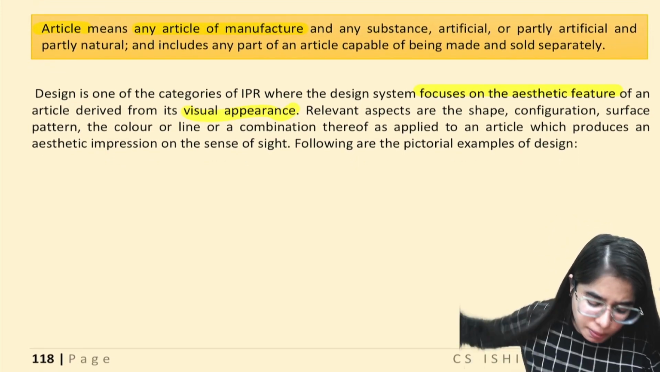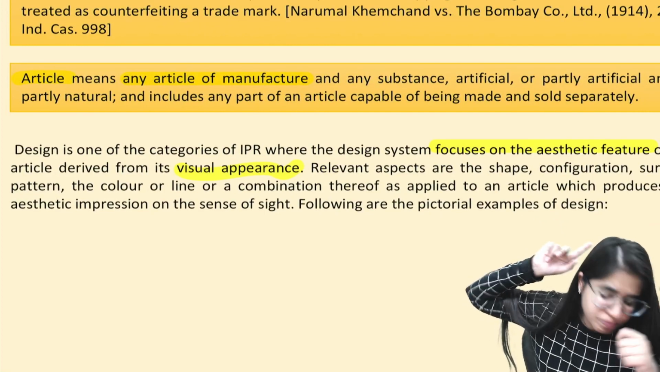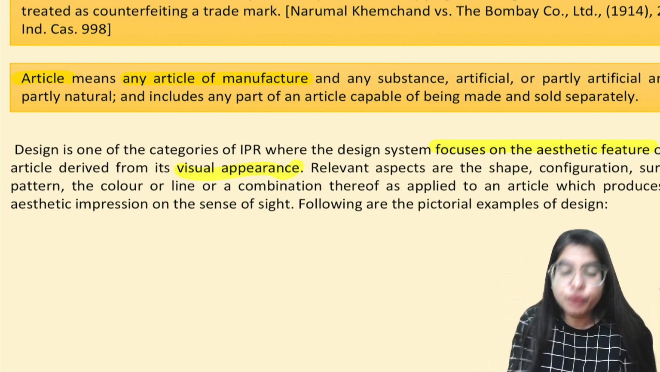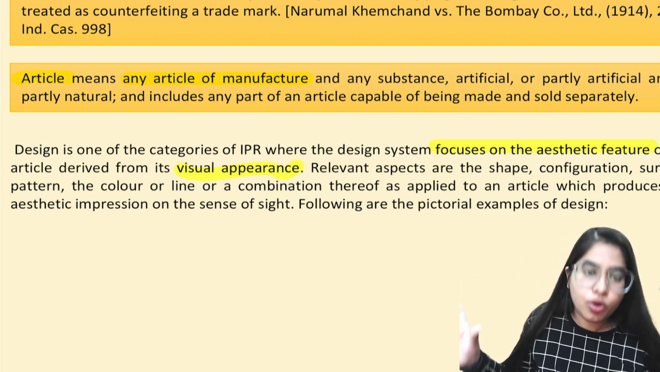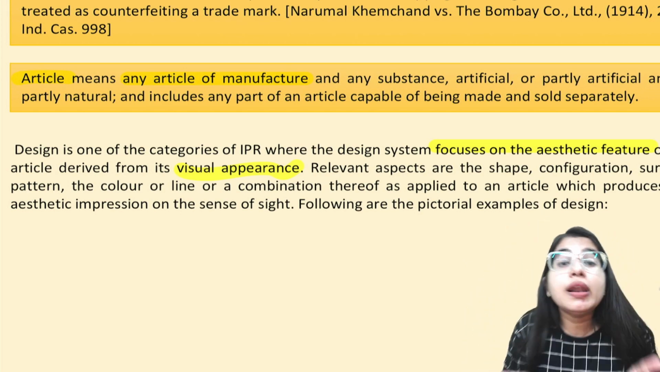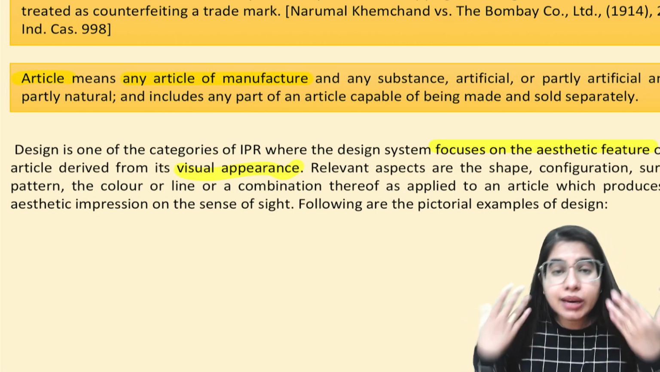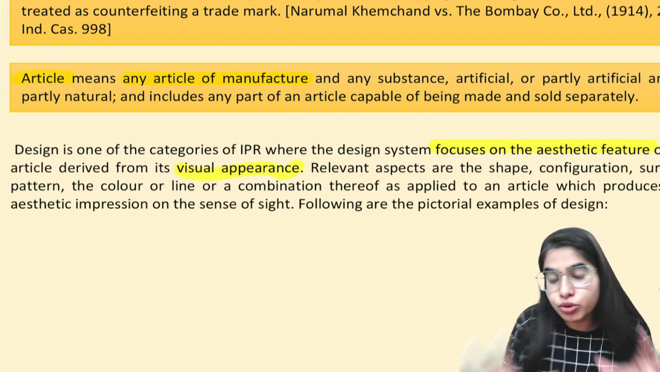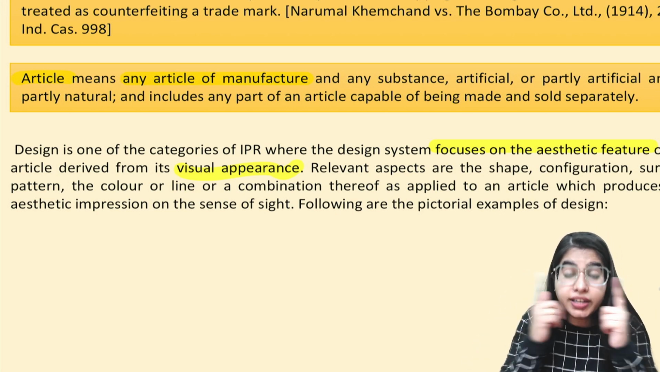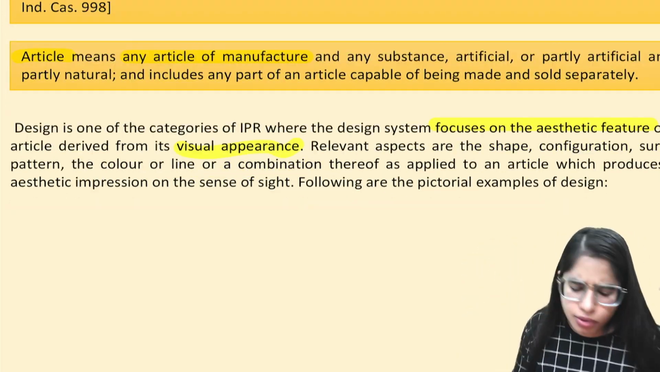Yes. Now look at the last paragraph, below the table. Design is one of the categories of IPR which focuses on aesthetic features. I have already told you, design focuses on aesthetic features. Aesthetic means how beautiful you can make something by your uniqueness. So design focuses on the aesthetic feature of the article derived from its visual appearance. Visual appearance means something which you can see. For design, it is very important that it is visually appealing to you. Visually it looks beautiful, or you can see some unique design. So it comes in visual appearance. That is why it is appealing to your eyes. It is some beautiful, aesthetic feature. So that is design. I hope you are crystal clear with what is design.